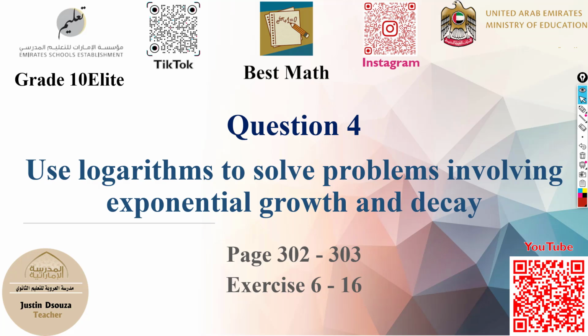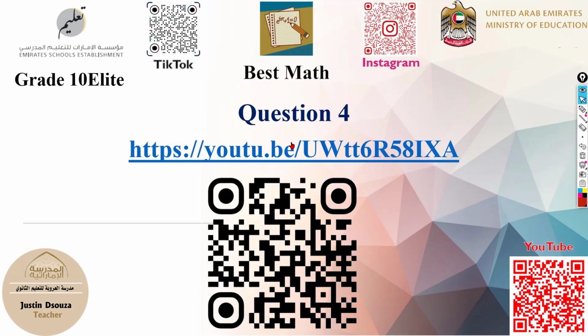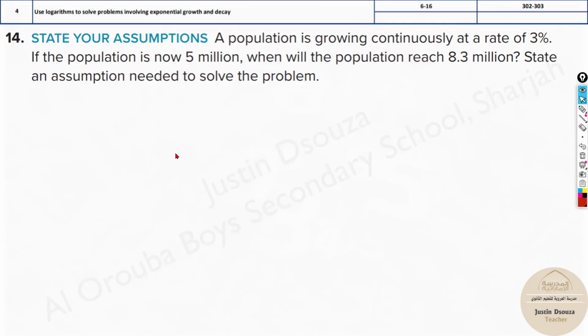The question number 4 is about exponential growth and decay. We have exercise 6 to 16. Now, please go to this link and watch the exercises from 6 to 13 because those problems are already solved. You can scan this QR code and go to the video directly. And after watching that, please come back over here. I will start solving from 14 onwards.